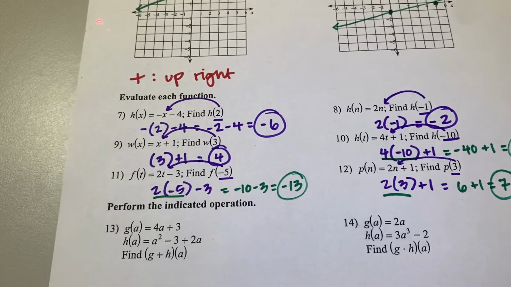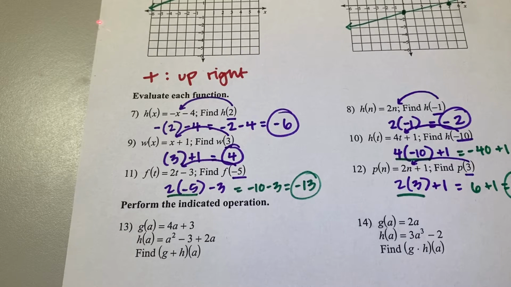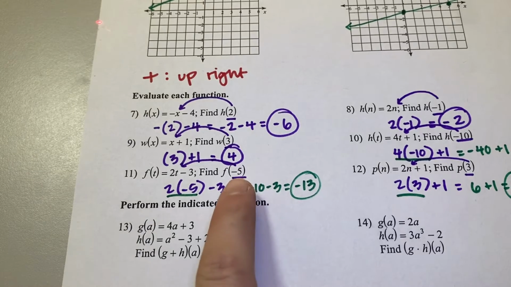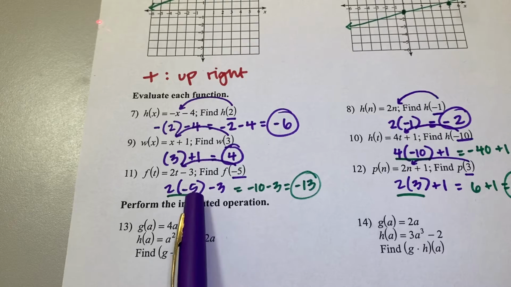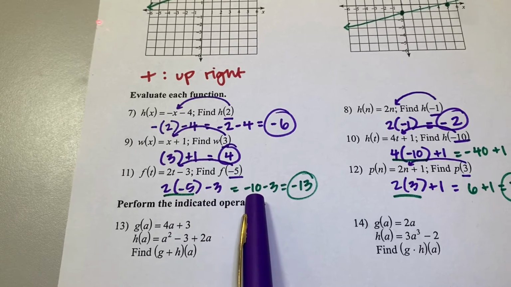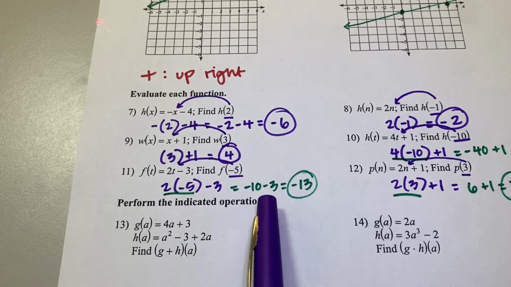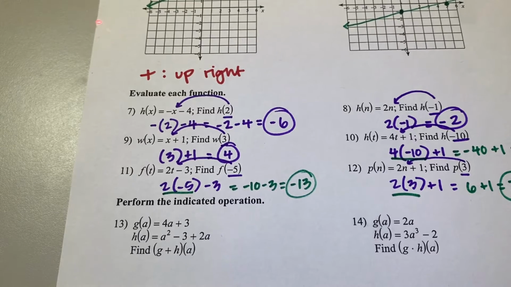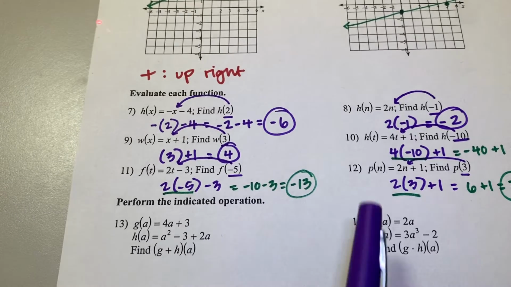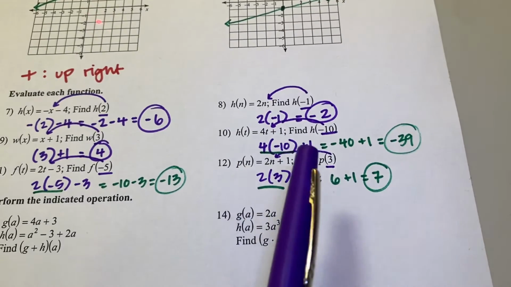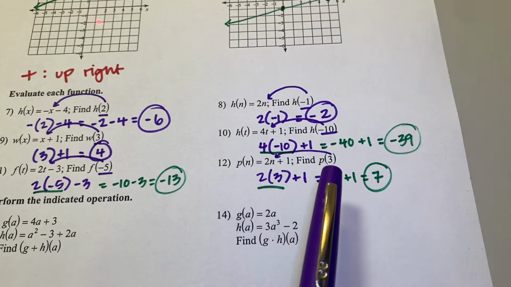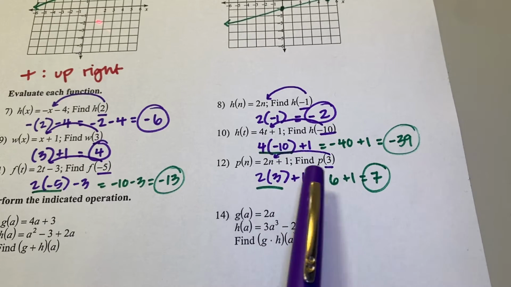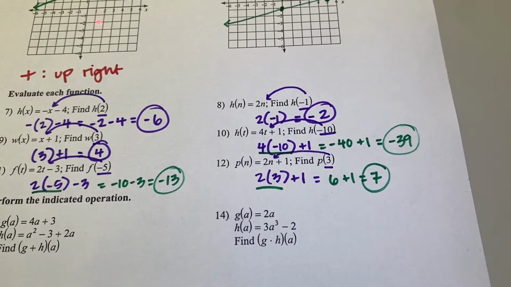How'd we do? Number 11. Okay, let me explain my thinking, see where you might have gotten stuck a little bit. -5, you plug in for the T spot, right? 2 times -5 is -10. -10, subtract 3 more, -13. Okay. Now let's look at 12. 3 wants me to plug in for the N spot. 2 times 3 gives me 6. 6 plus 1 gives me 7.